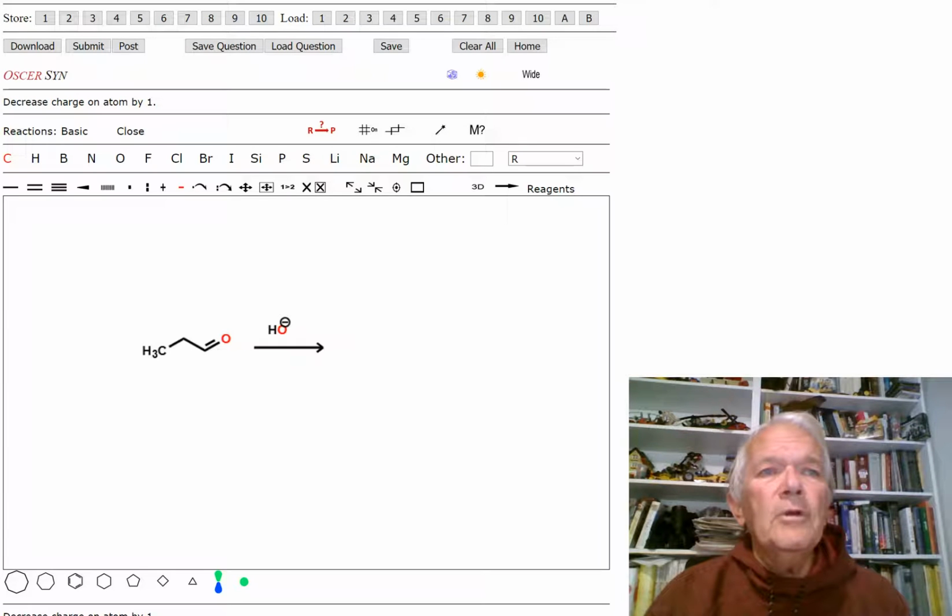In this video, we're going to use Oscar to look at the Aldol reaction. So the Aldol reaction is a condensation of an aldehyde with itself, which is catalyzed by hydroxide or proton. So here let's do the hydroxide reaction first. So we have the aldehyde here, and we throw in some hydroxide. And what's going to happen?